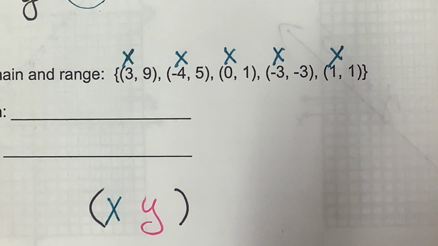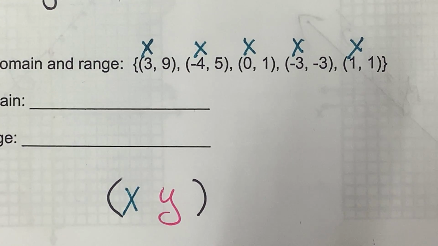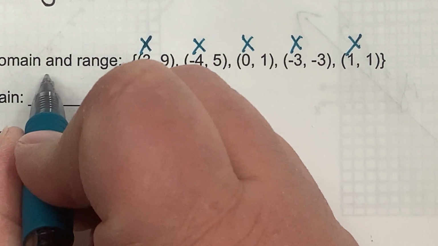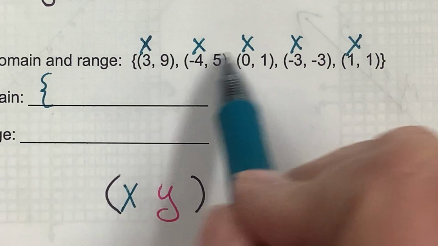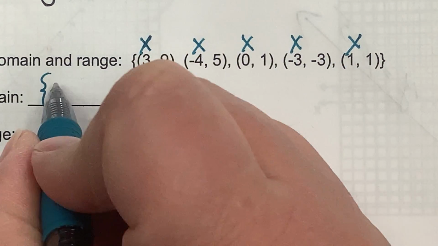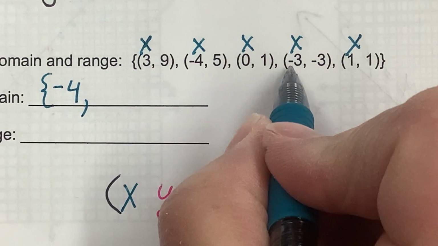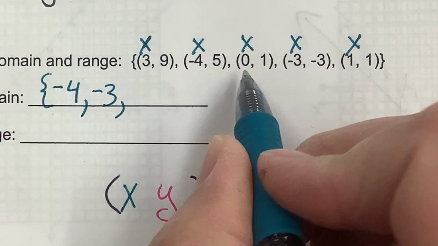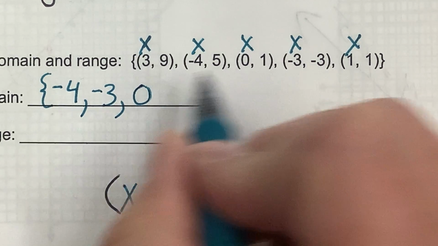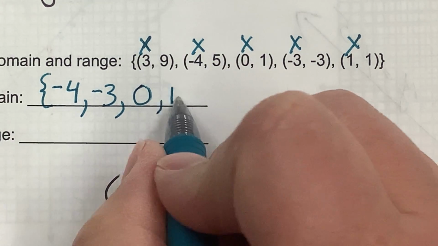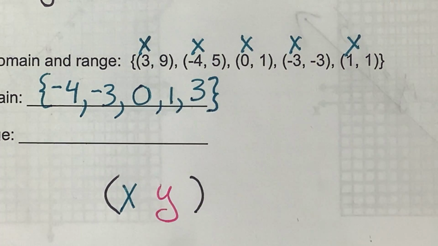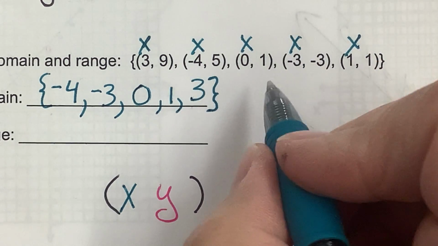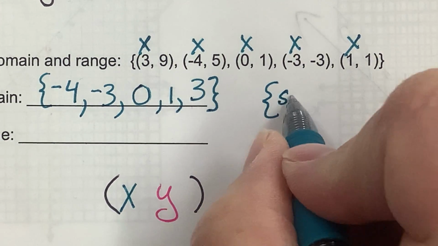So I'm going to list all of those, but I like to start with the smallest and go to the largest. Why? It's just convention when you're doing domain. So a set, that's little squiggles, that means a set. And the smallest number here is negative 4. So negative 4, comma, then negative 3, then 0, then 1, and 3. And close the set. Those little curly brackets mean a set.